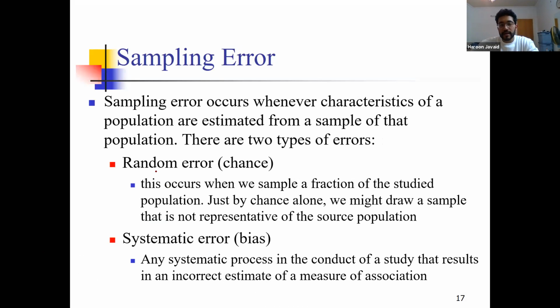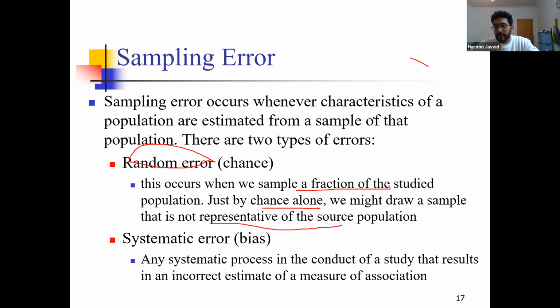Okay. Sampling error occurs whenever the characteristics of a population estimated from the sample are different, right? There are two types of sampling errors. One is a random error. Now, this random error is always there. You can never get rid of it. Why? Because whenever we take a fraction of the study population, just by chance alone, we might draw a sample that is not representative of the source population.